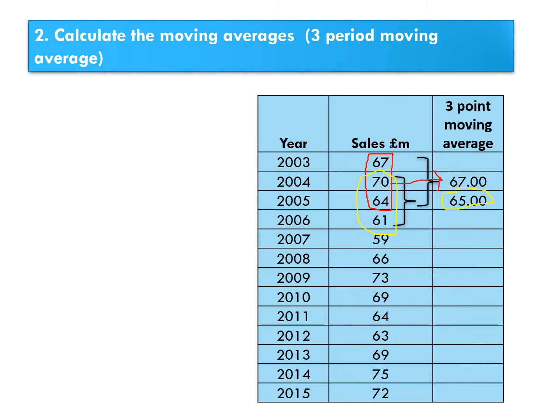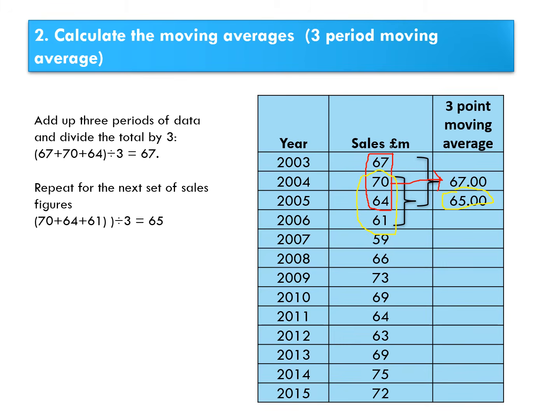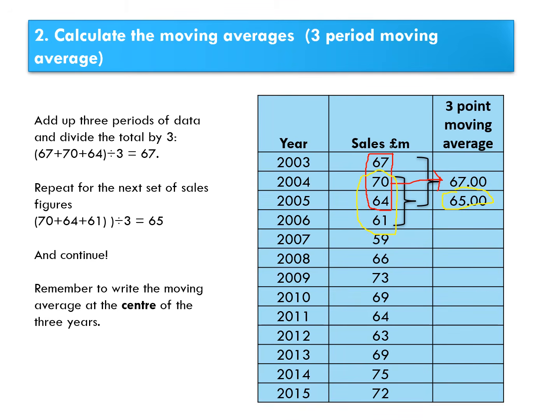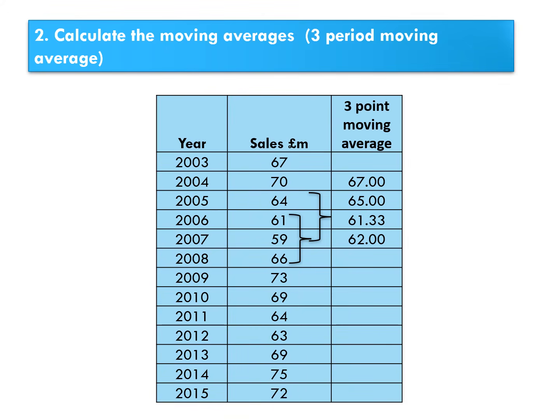The average I'm getting on the right hand side here is being smoothed out as we move along down through the sales figures. So we add up the 3 periods of data and divide by 3, and then we repeat this process. The key point is to remember that the average always goes in the middle year. So the 3-point moving average for 2004 is 2003, 2004 and 2005. So I've calculated my moving averages, and I can see here I've moved it on to the next one. So I've got my 3-point moving average line continuing.